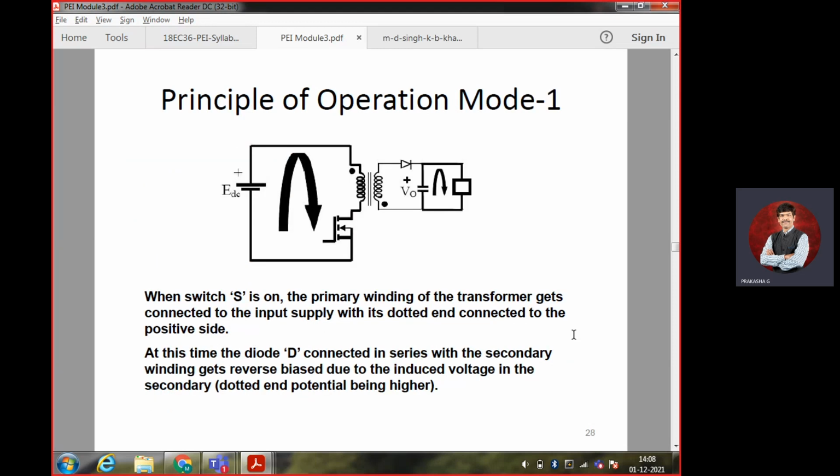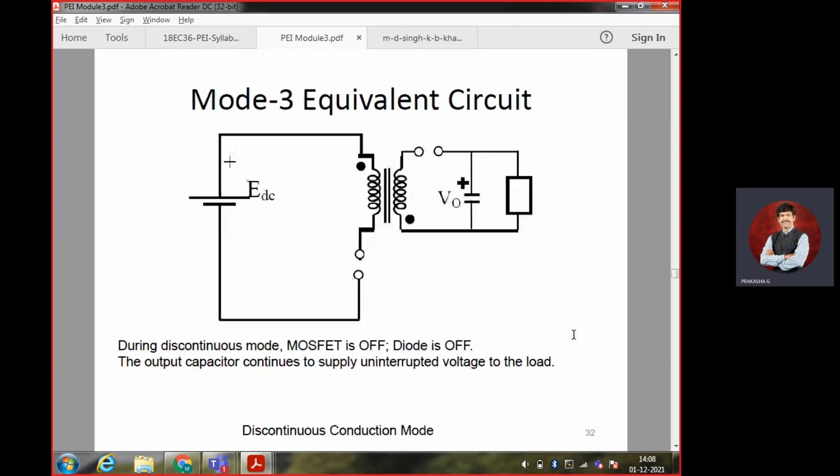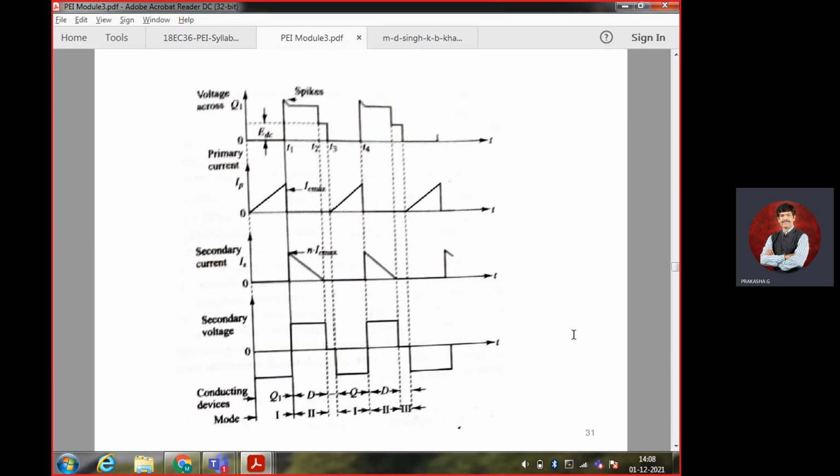There are three different modes of this particular flyback converter: mode 1, mode 2, mode 3.